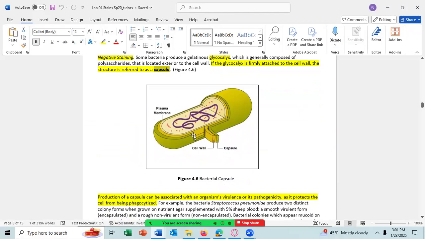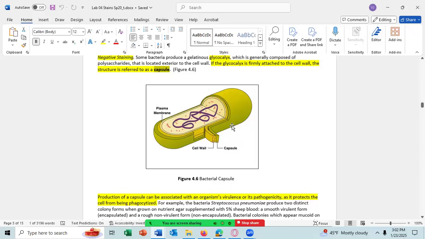So if the glycocalyx is a capsule, the negative stain will stain the capsule. Now, wait a minute, I didn't say that right. Usually the negative stain stains the background of the slide. It slightly stains the cell usually, but it does not stain the cell capsule. And because the background is stained and the cell is stained, the capsule does appear in your picture of the stain.